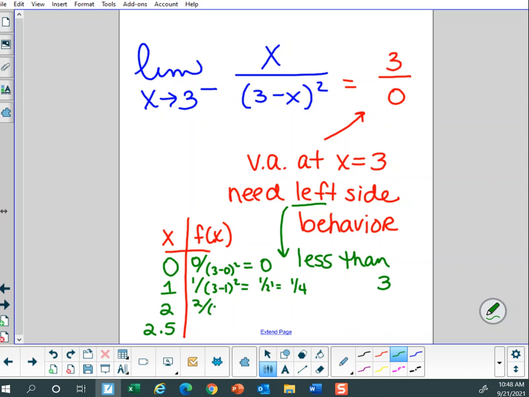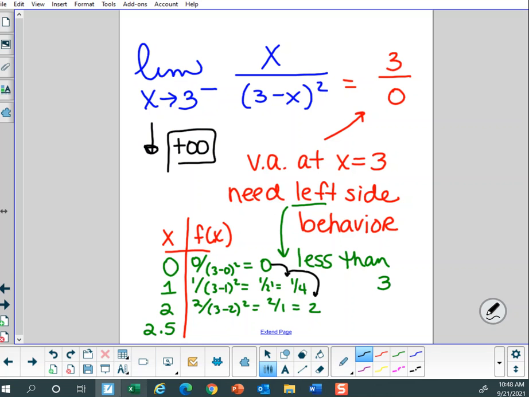Two over 3 minus 2 squared is 2 over 1, which is a 2. So 0 to a fourth to 2, what would you say this limit is? Positive infinity, yeah. It's probably positive infinity.